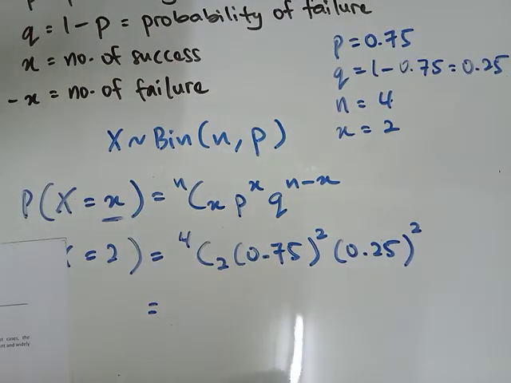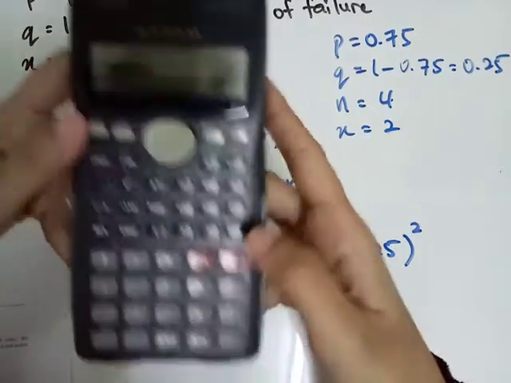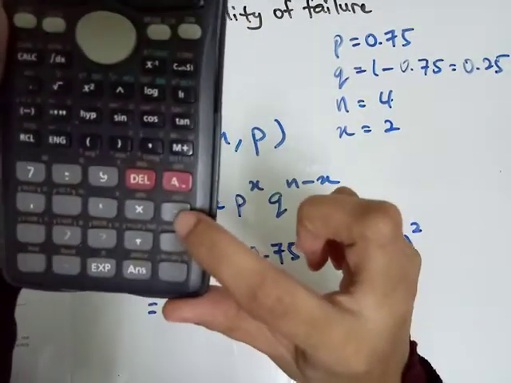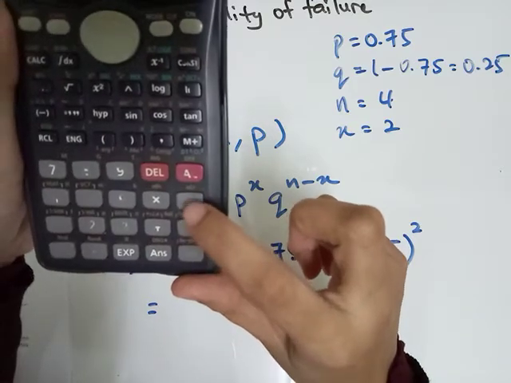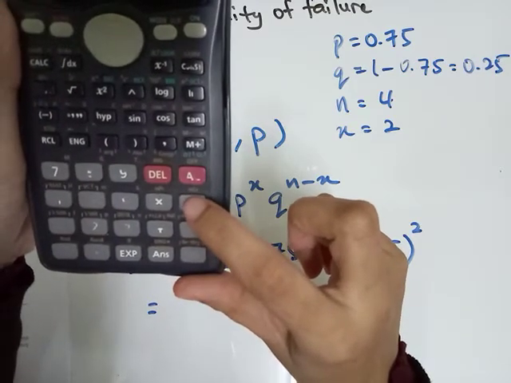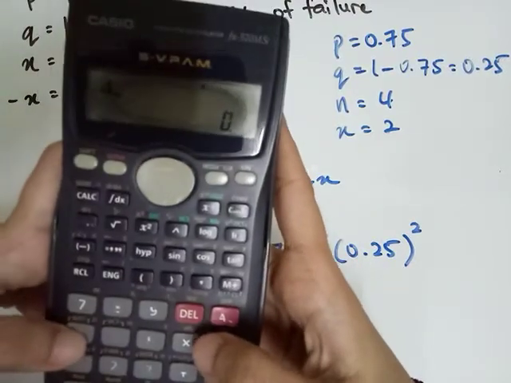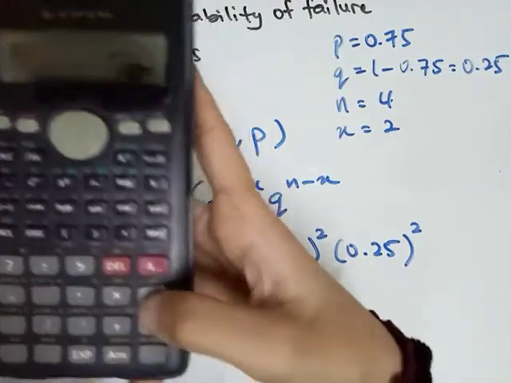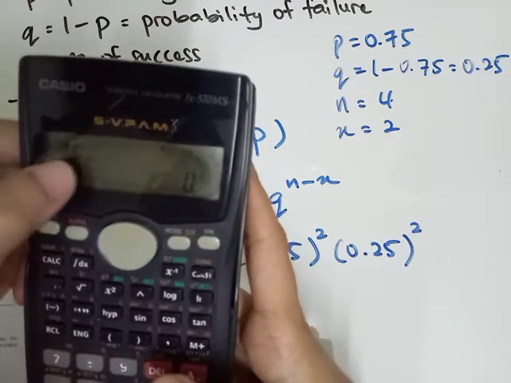Okay, take out your calculator. I will show you. Awak tengok pada bahagian bahagi. Bahagian bahagi tu ada NCR. Okay, so nak clear NCR tu, awak tekan 4, shift, tekan bahagi. So dia akan keluar 4C. Okay, C tu, dia akan keluar C.